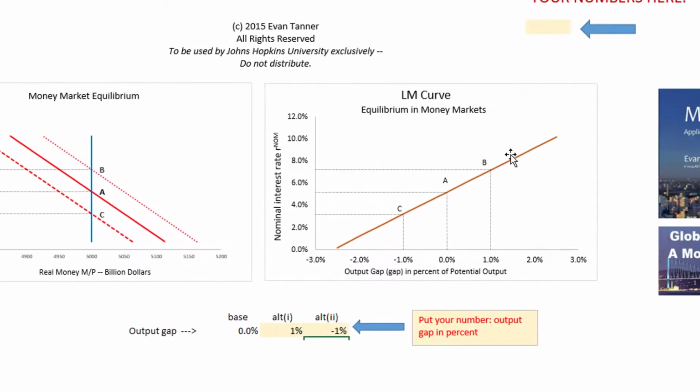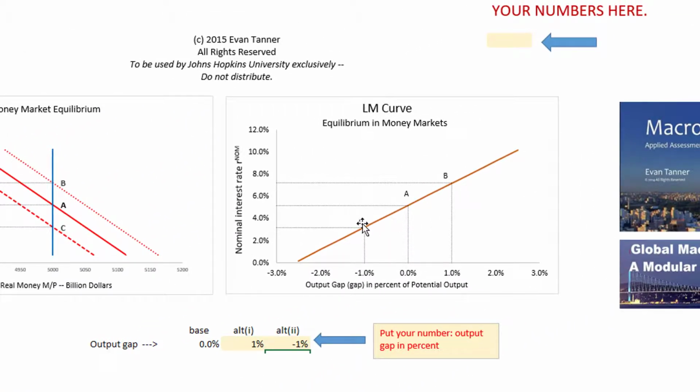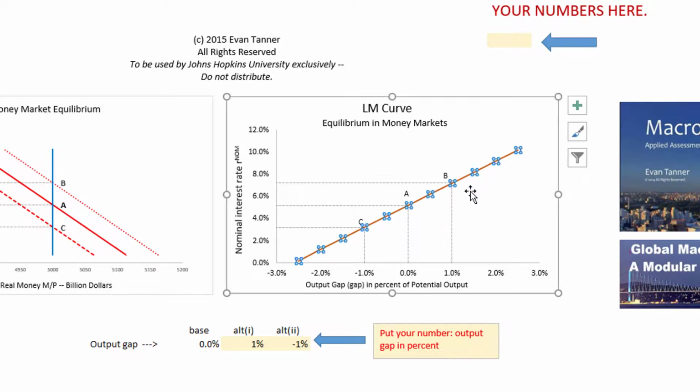Now if you look over here on the right hand side, you will see that we have this family of curves. This is the interest rate here, and this is the output gap. You can see that as we hold the money supply constant, interest rates will rise when output rises, and they will fall when output falls. We get this positive relationship between interest rates and output, and this is for a given money supply.